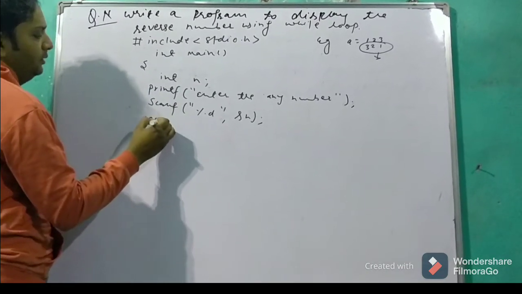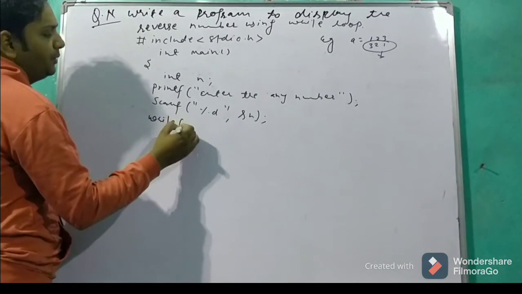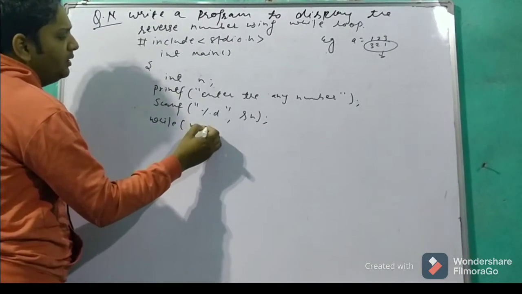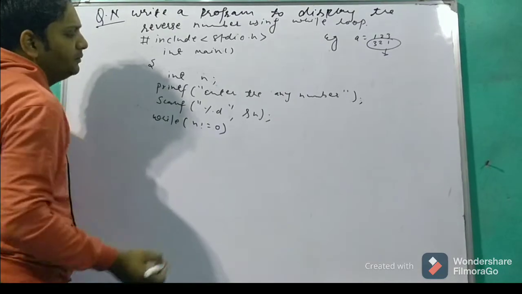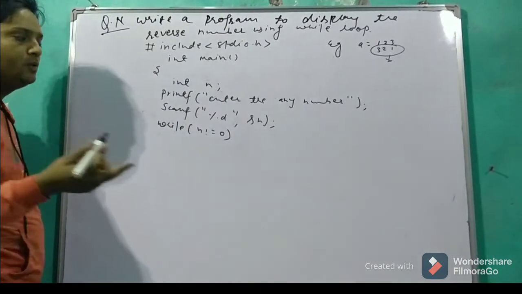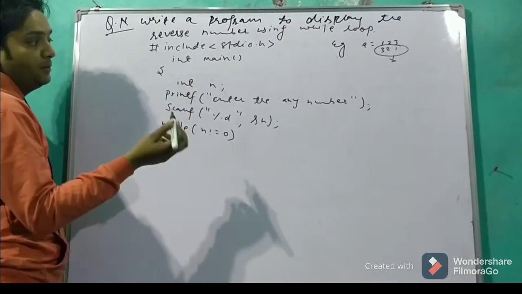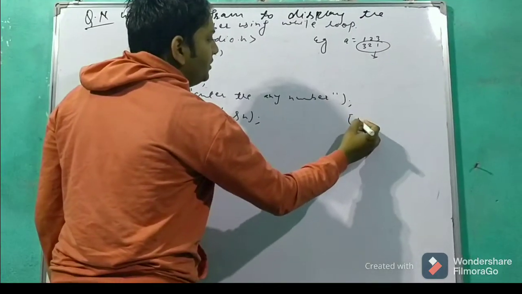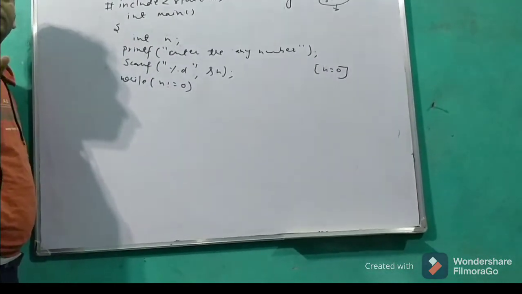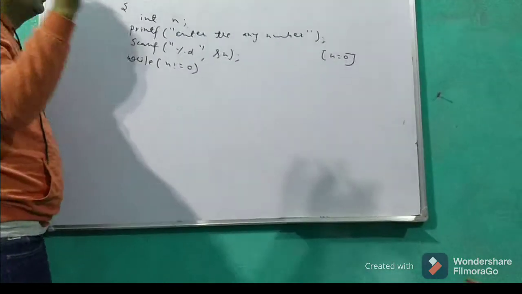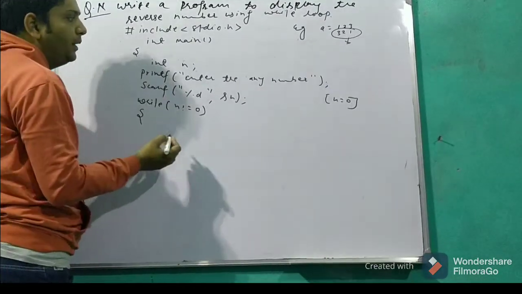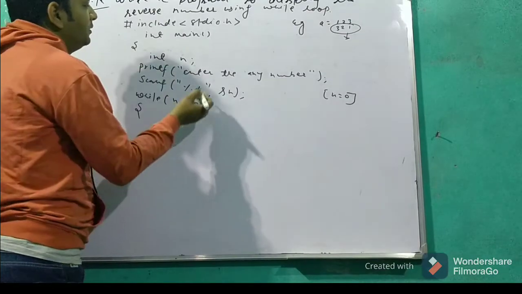So using a while loop, first we have to make the condition such that the n value is not equal to 0. Suppose I give the n value as 0, our program is going to stop. If n is not 0, then only it goes inside the loop and checks the conditions.